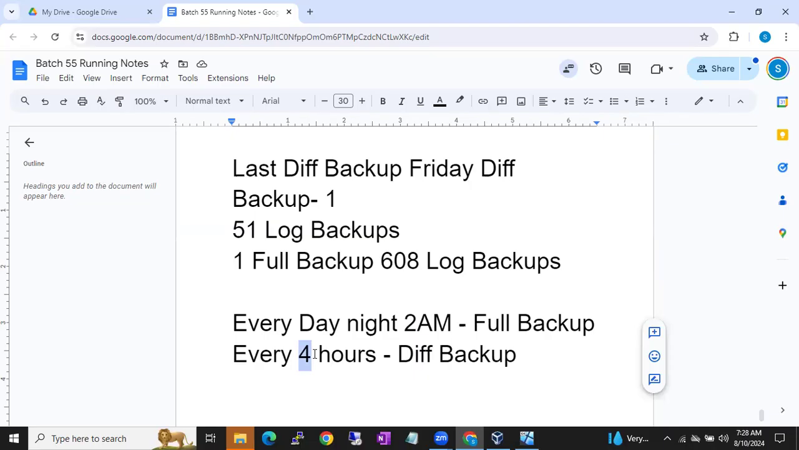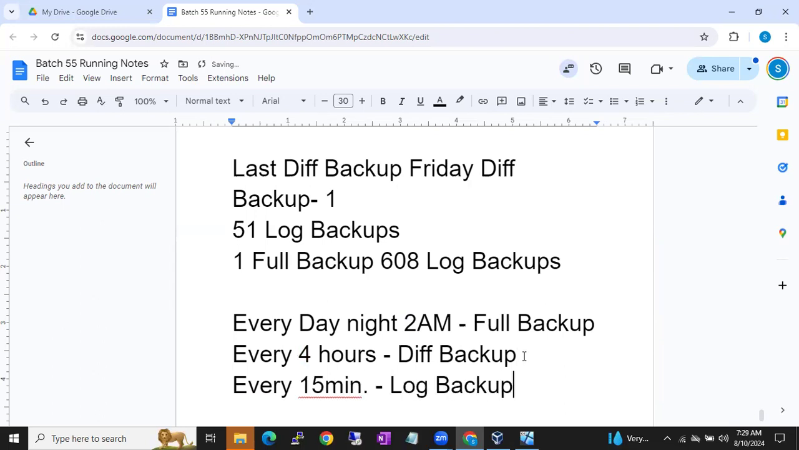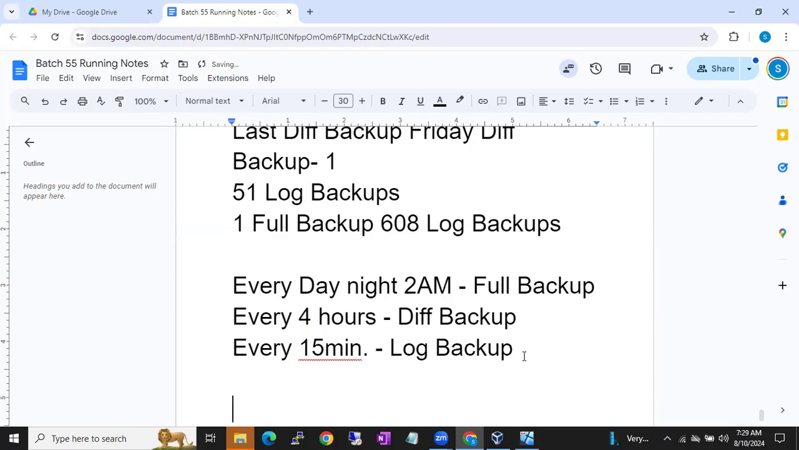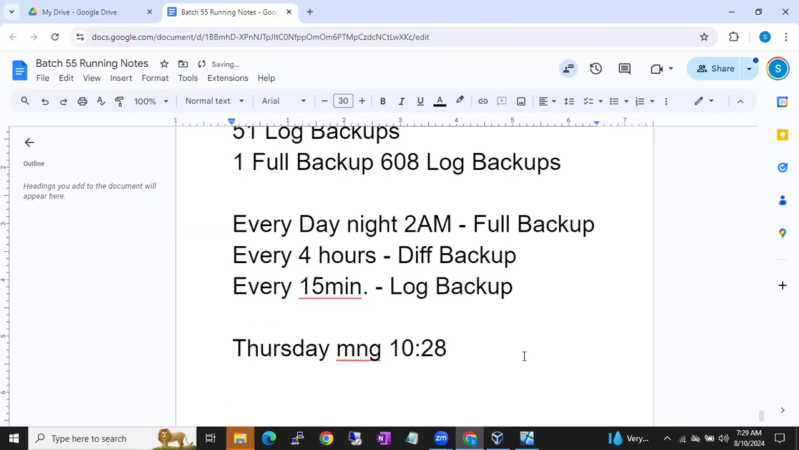4 o'clock, 4 a.m. Next, 8 a.m. Like that you have to compare. Next, every 15 minutes I'm taking a log backup. My database is corrupted on Thursday morning, 10:28. Now type your answers in the chat. How can we recover the data, till what point can we recover the data?